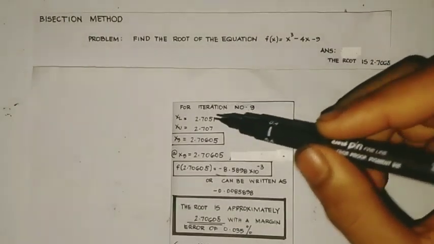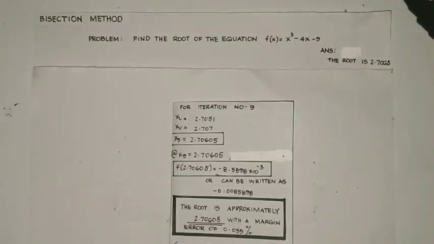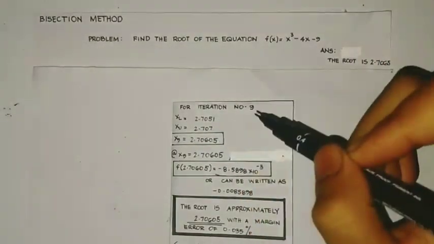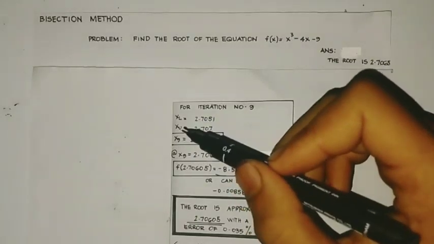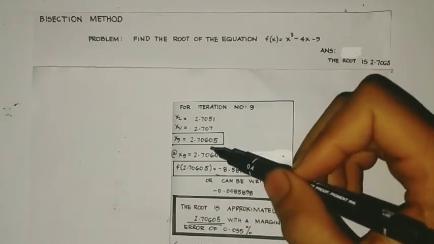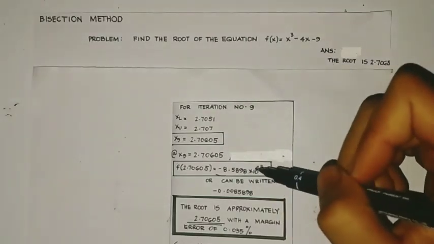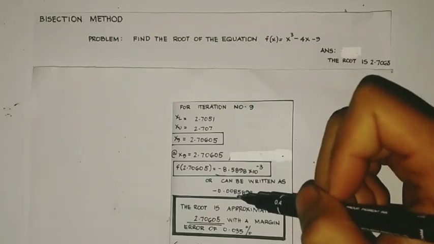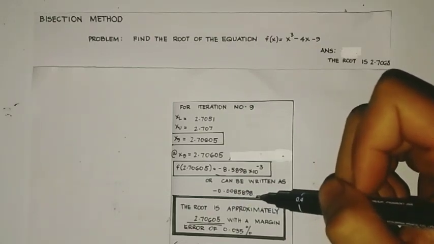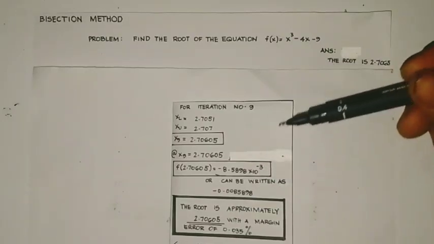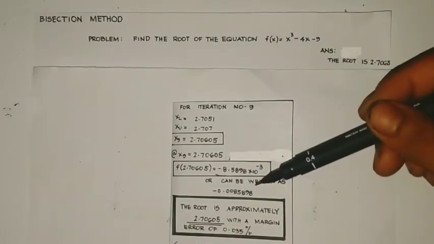And then, lastly, sa iteration number 9. So, yung x sub L natin is from previous na iteration, dun sa shaded area. And then, yung x sub U, dun lang din. And yung x sub 9, i-add mo lang yung x sub L and x sub U. Yung sum nun, i-divide mo by 2, ito yung lalabas. And ito, i-substitute mo sa function, ito yung lalabas. Or, it can be written as negative 0.0085898.